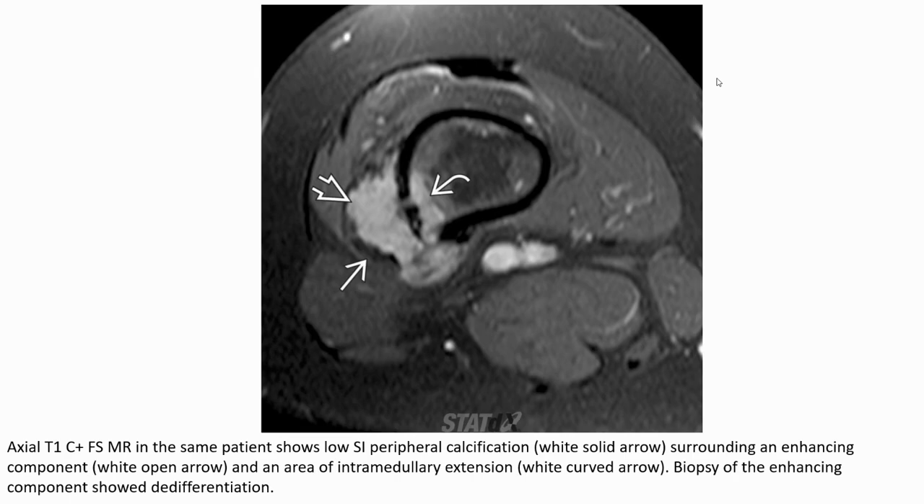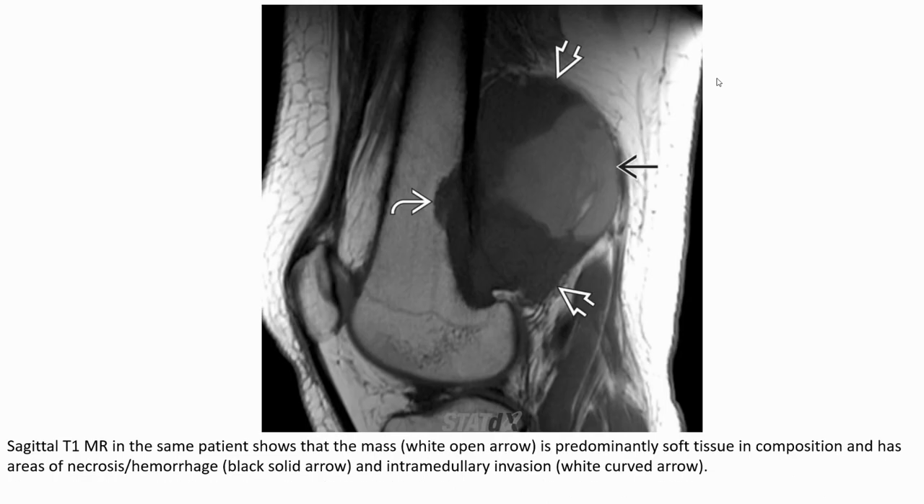T1 contrast FS: low SI peripheral calcification surrounding an enhancing component and an area of intramedullary extension. Biopsy of the enhancing component showed dedifferentiation. T1: the mass is large with a soft tissue component that has an area of necrosis or hemorrhage and intramedullary involvement.